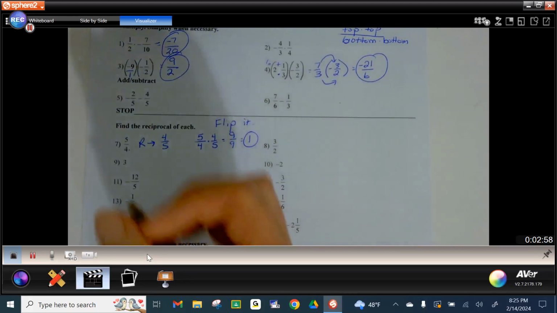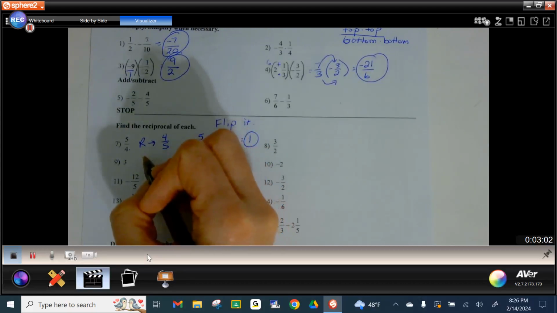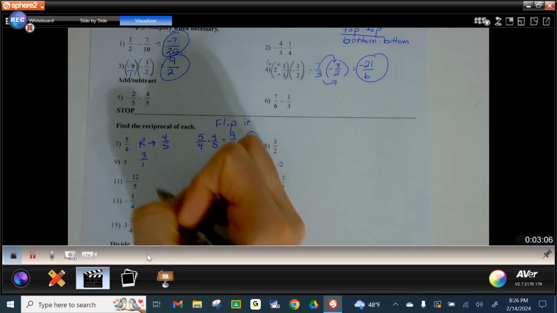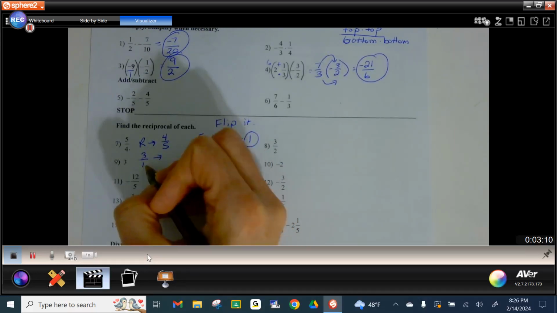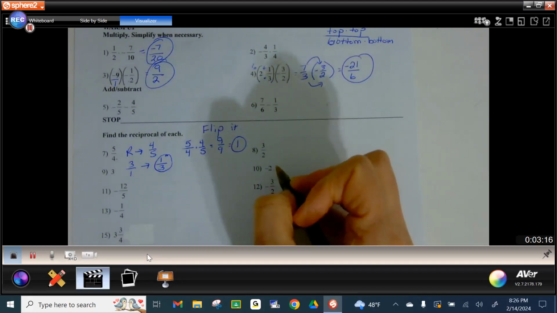Now, number 9. We have 3, and we want the reciprocal. Well, doesn't look like a fraction, right? So let's put it over 1. Now it looks like a fraction, and we can find the reciprocal by flipping the top and the bottom. So 1 goes on top, and 3 goes on the bottom. And so now you're going to try number 10.